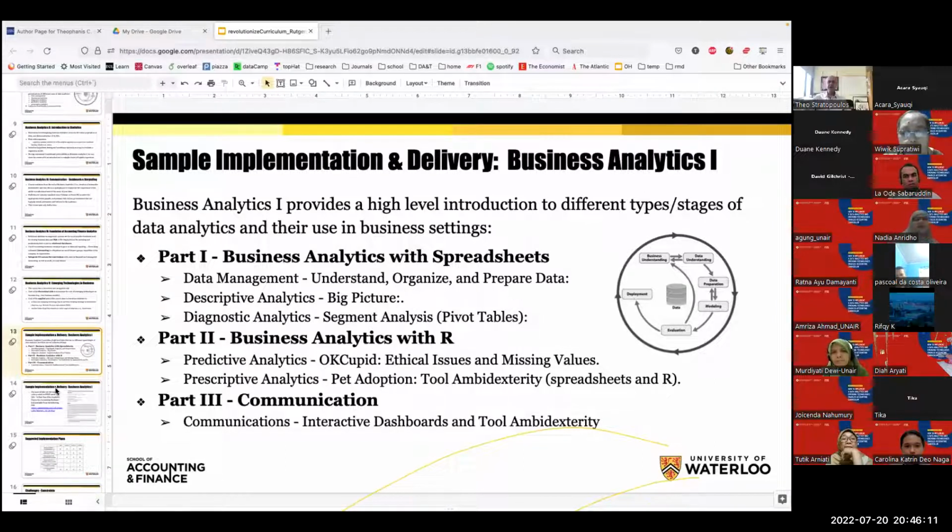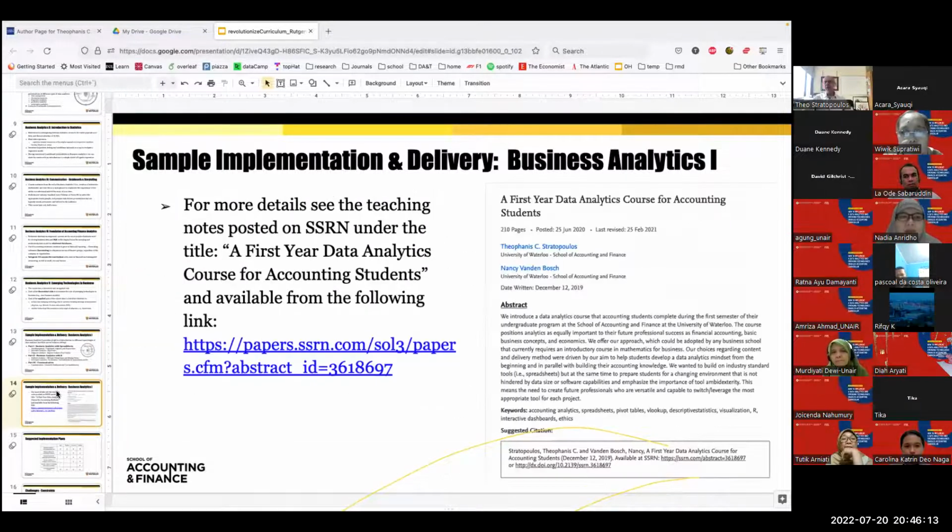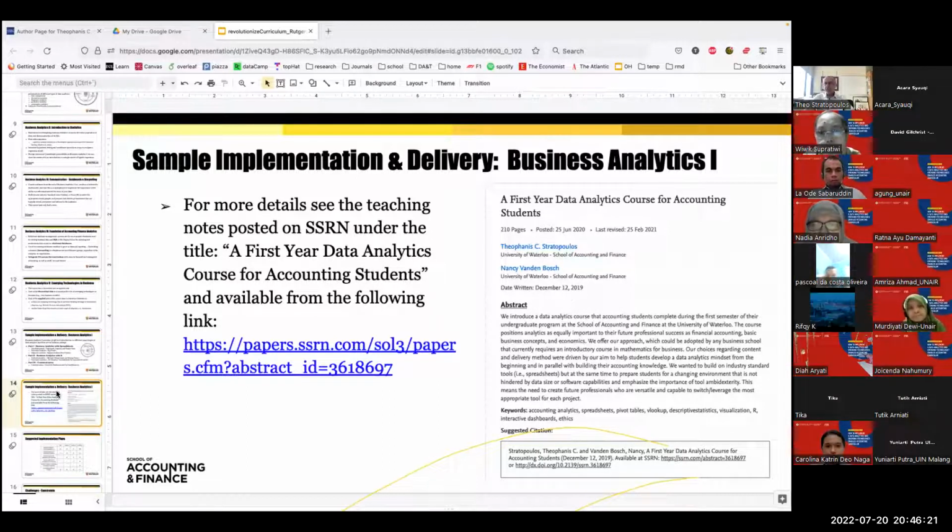So that's the example of the course, and if anybody is interested and wants to download a copy of the teaching notes, they are available. You can download them from SSRN. The title of the notes is A First-Year Data Analytics Course for Accounting Students. Okay, so you can go ahead and download it from there.